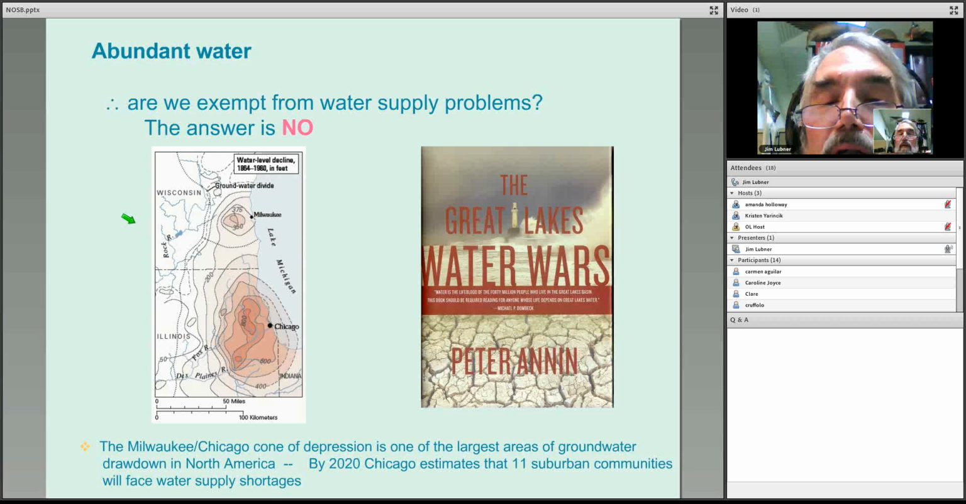Their water supply is threatened by deepening aquifers that are being drawn down and getting into both saline water and radium. And I'm pretty sure the last presentation is going to talk about some of that as well.